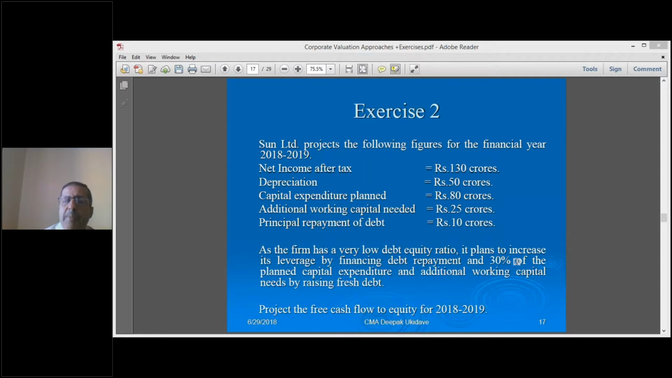It is given: the company plans to increase its leverage. Leverage means debt, by financing the debt repayment. You are raising the fresh debt in order to finance the debt repayment. Existing debt repayment, where will the money come from? How will you finance it? By raising fresh debt. Vaibhav, are you with me now?